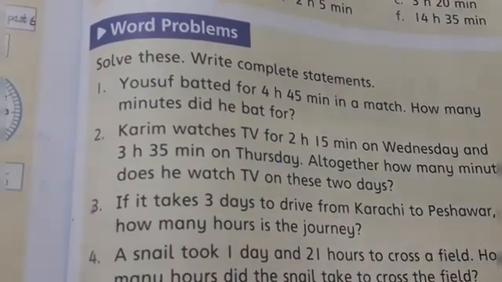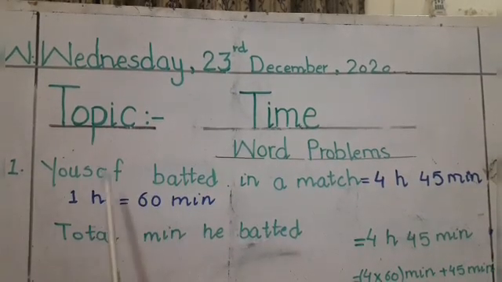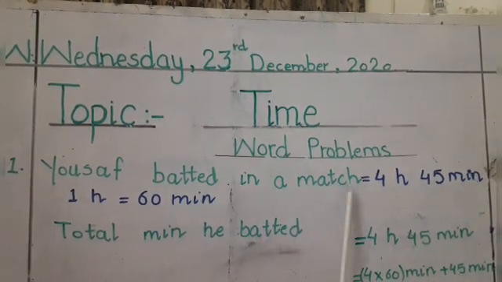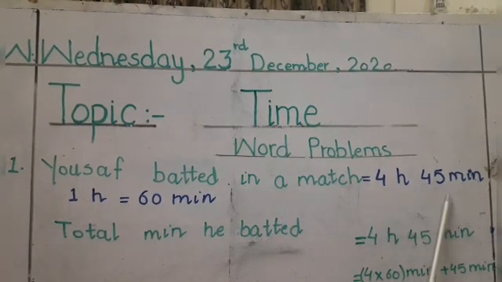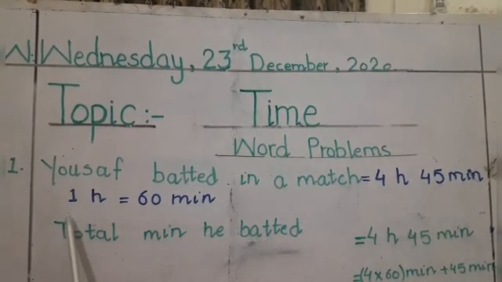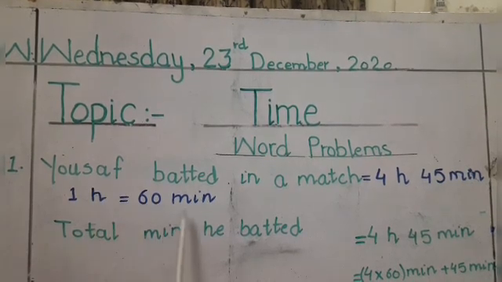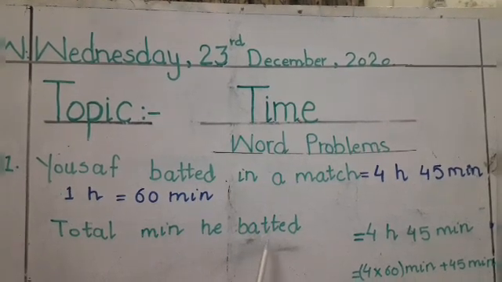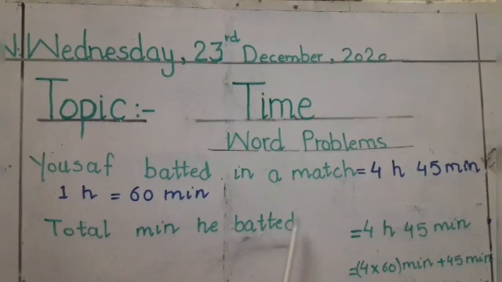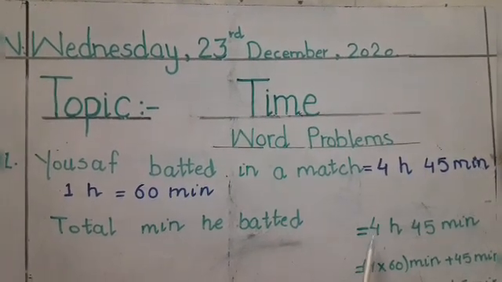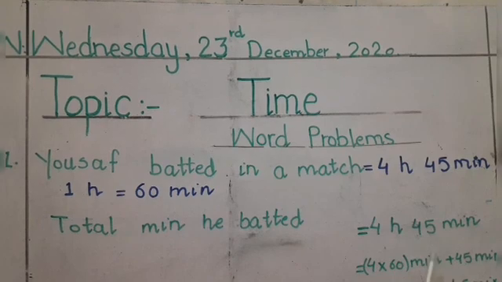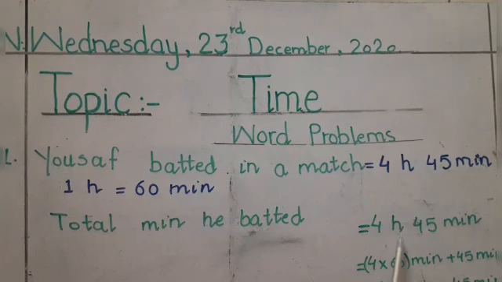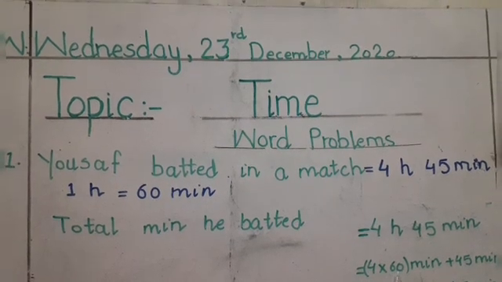So let's start to solve it. So students, Yusuf batted in a match 4 hours and 45 minutes. Okay, so as you know, 1 hour is equal to 60 minutes. So we have to find the total minutes he batted. Okay, so first of all we will write 4 hours 45 minutes, and as 4 multiply 60, because there are 60 minutes in 1 hour, so 4 multiply 60.